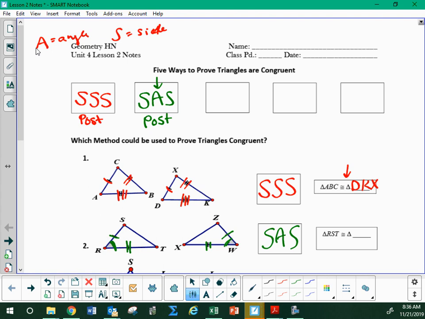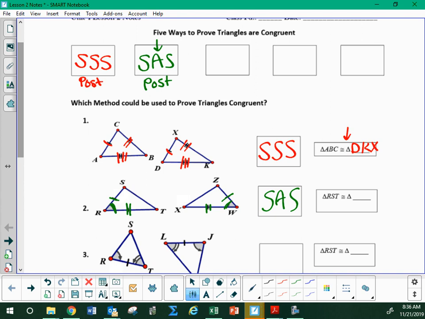Again, based on just these three pieces of information, I can know that my triangles are congruent. So I have triangle RST. R was my starting point, so over here my starting point will be W. So RST matches up with WCS.